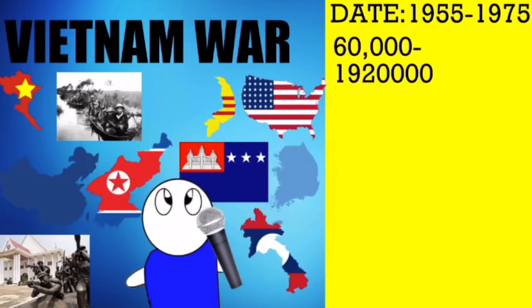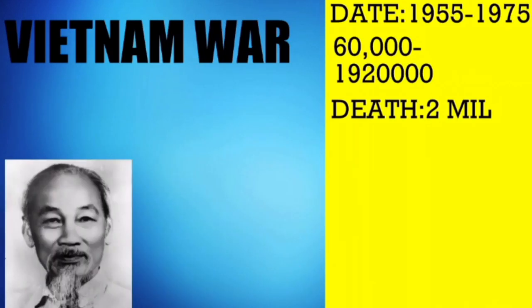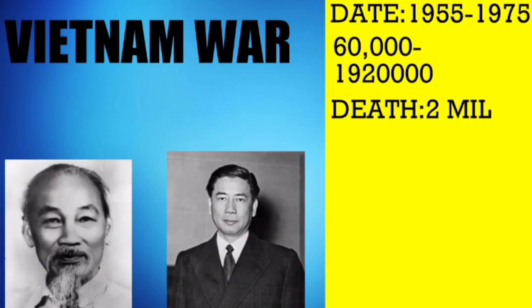The strength reaches about 60,000 to 1,920,000, and the deaths include 2 million. The leader of North Viet is Ho Chi Minh, while the South Viet leader is Ngo Dinh Diem. Apparently, I don't know how to pronounce anything. North Viet took over South, and South Vietnam became communist because South Viet and America didn't get along well.